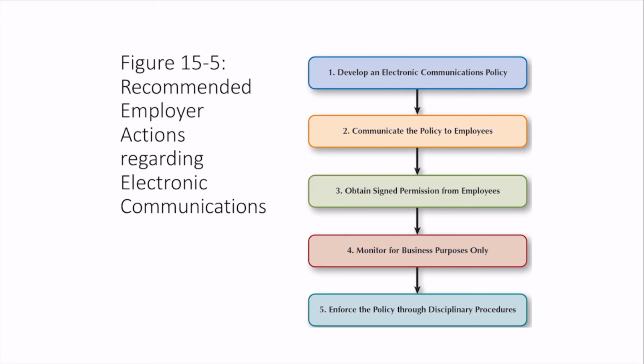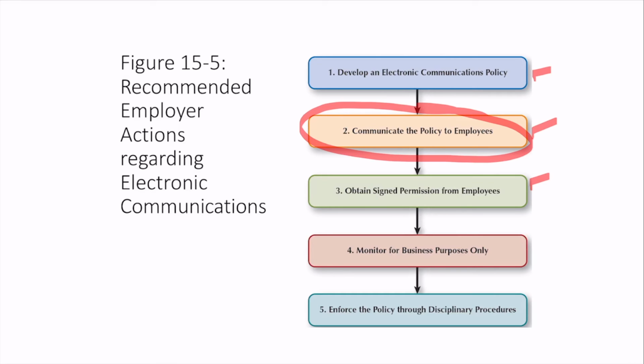Now, figure 15.5 is just a diagram of the actions that you can take. It's straightforward. Develop a policy on electronic communication, communicate it explicitly, and I would have a written copy of it. Obtain signed permission from employees that they can be monitored. I would also have a page where they have read and understand your policy on communication. Monitor for business purposes only, and then enforce the policy through disciplinary procedures. So this is fairly straightforward, but it's good information that we need to put into action so that we can protect ourselves and not have to worry about being sued for invasion of privacy issues.